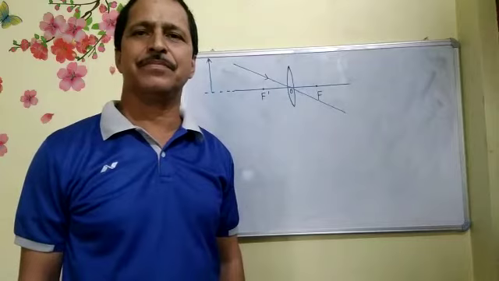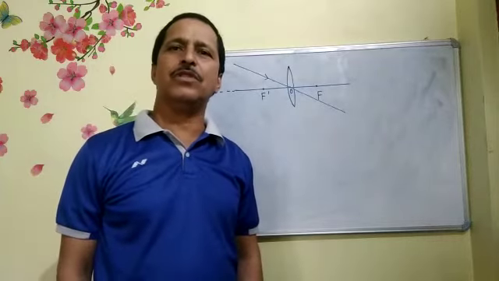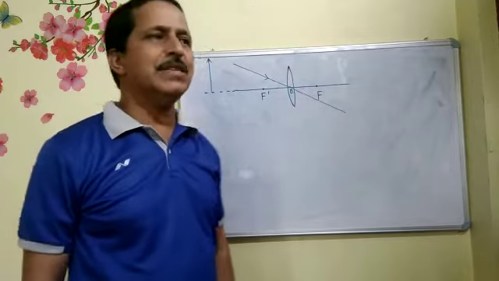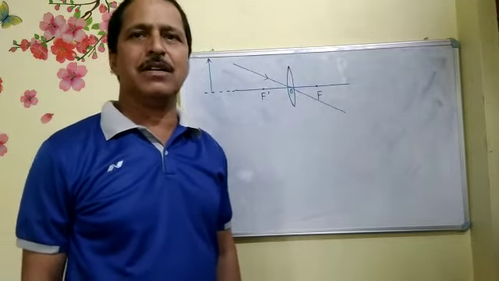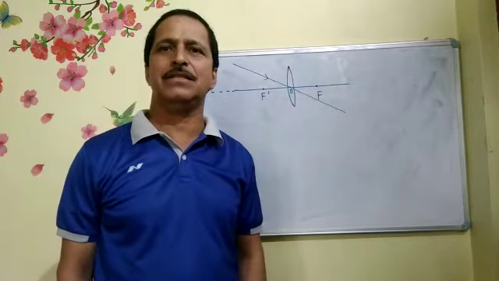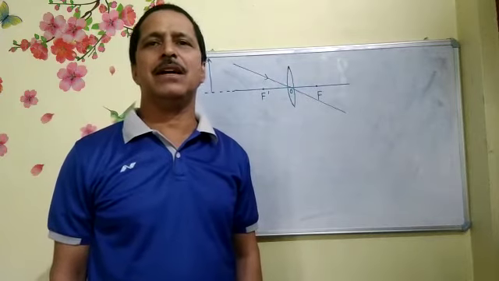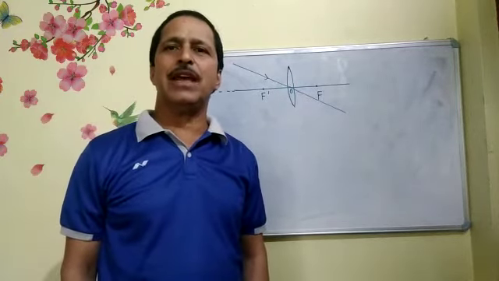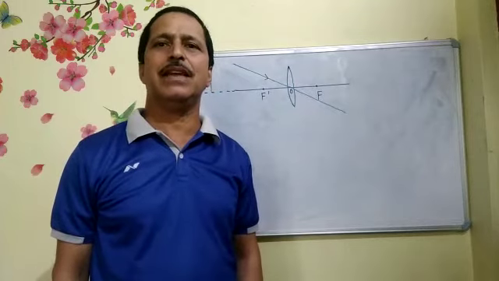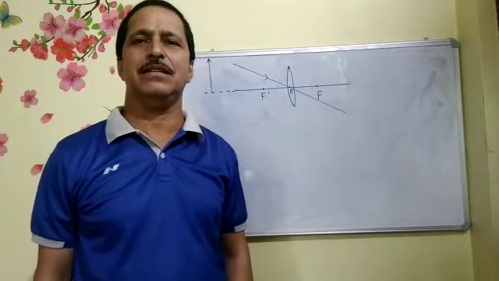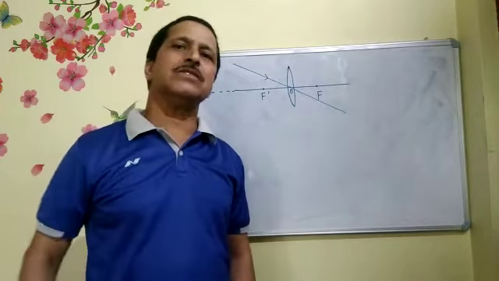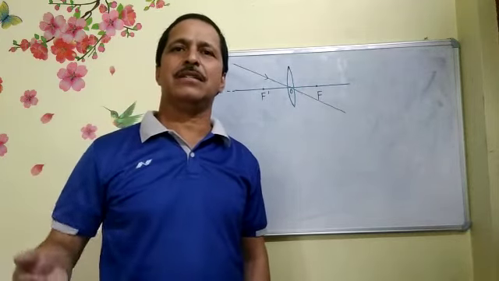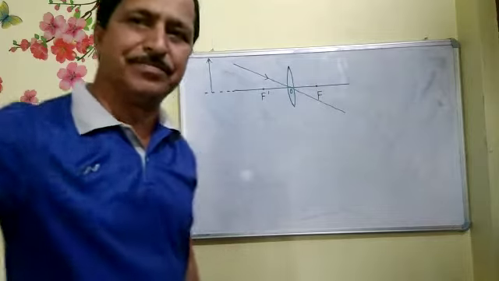And the fourth rule for drawing the ray diagram is the rays which pass through the optical center of the lens will pass undeviated. And remember that this will happen when the lens is sufficiently thin. We will discuss only the thin lenses which are there in your syllabus.